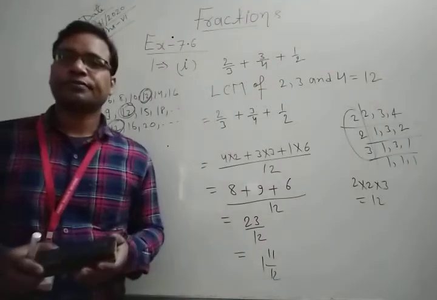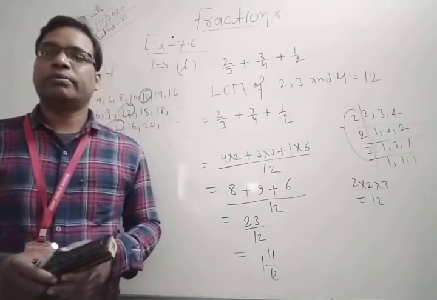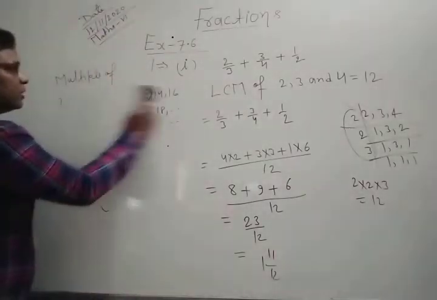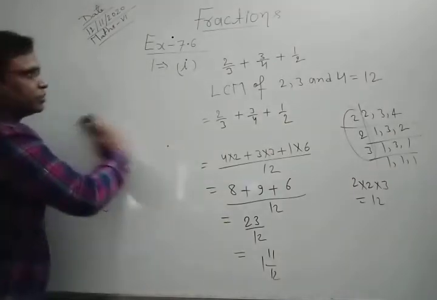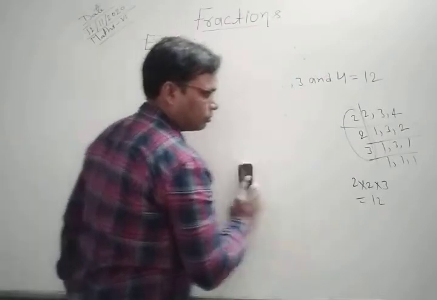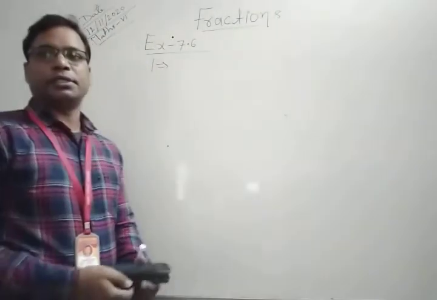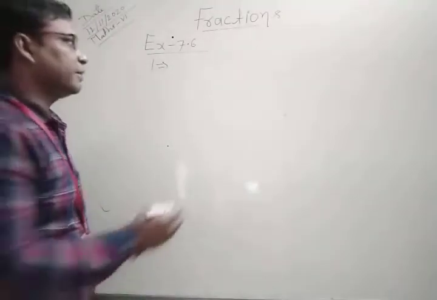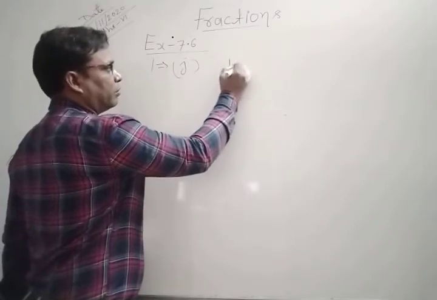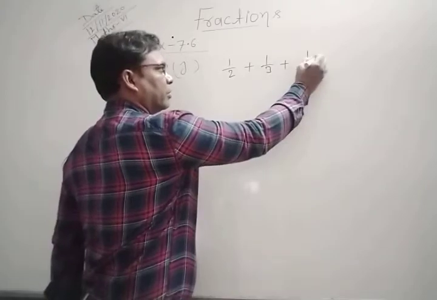Now we are going to discuss the next part, part J: 1 by 2 plus 1 by 3 plus 1 by 6. Clear? So let's see how to solve this question. This is part J, 1 by 2 plus 1 by 3 plus 1 by 6.